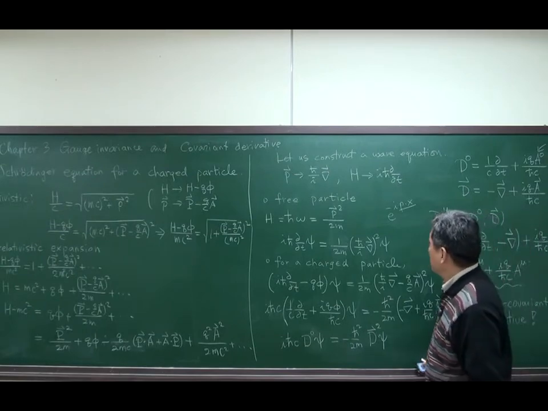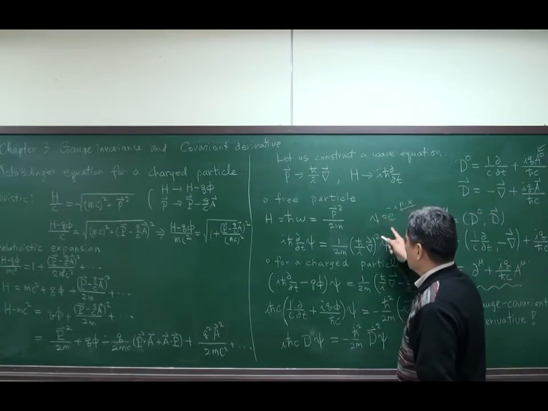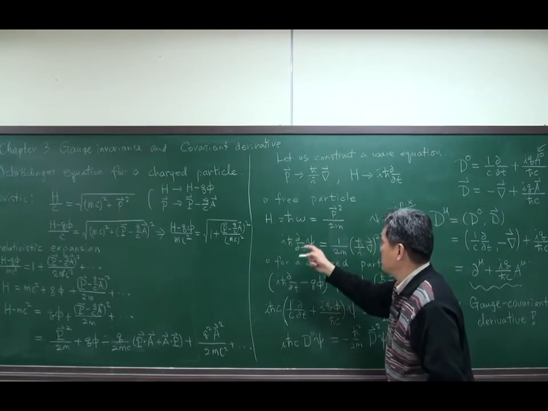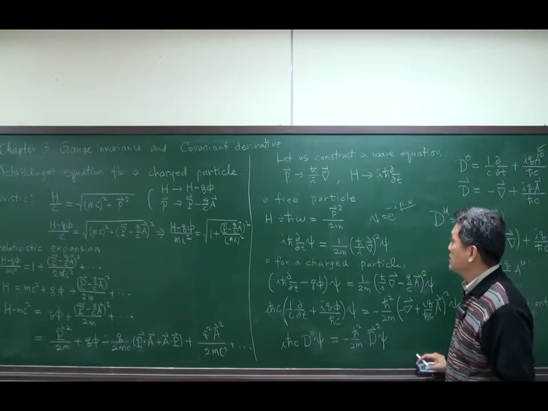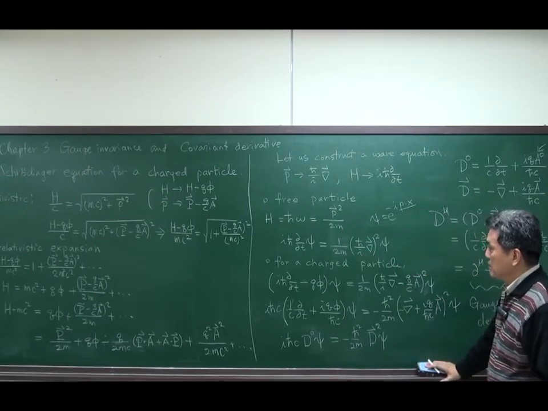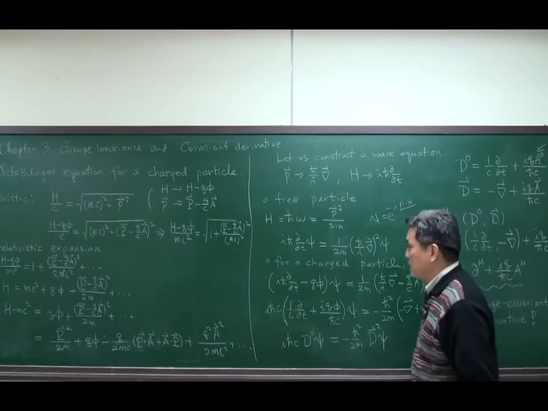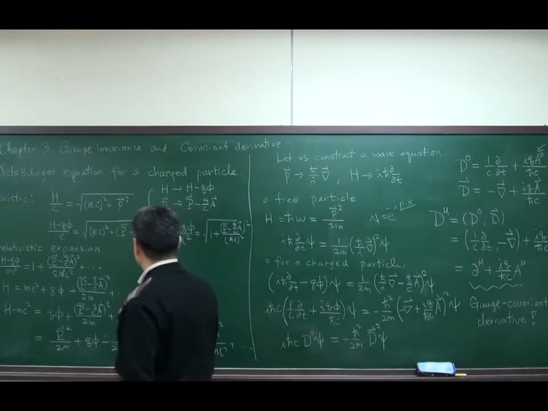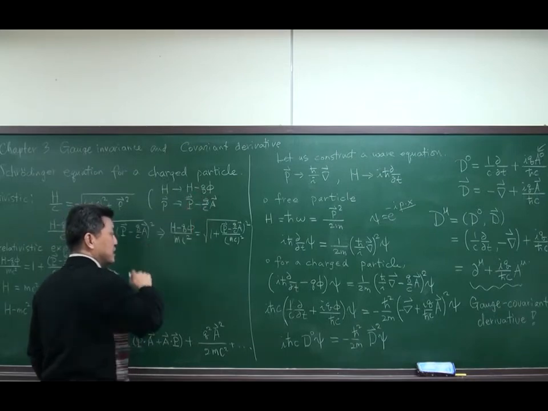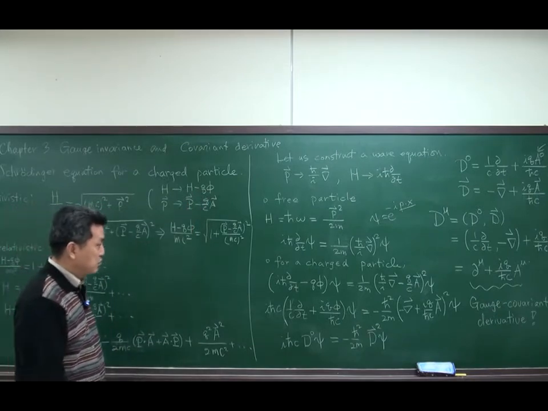Okay, so the wave function psi is acted on by this Hamiltonian, and then the right-hand side is the kinetic energy. That's it. What about the charged particle case? If we introduce a charged particle, what we do is just replace the Hamiltonian and momentum in this way.